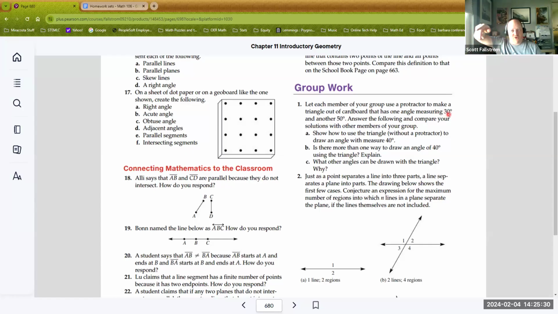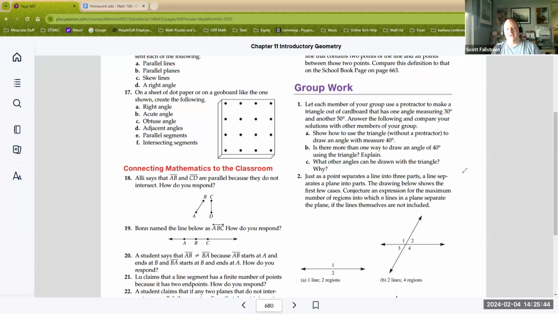Now you can rotate the triangle, and don't forget, just because you have a 50 and a 30, there's one other angle in a triangle. And you could use your protractor to measure it if you want. But if you're going to do this, I would recommend trying to make it at least a couple inches on a side.